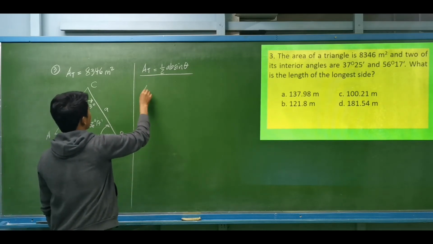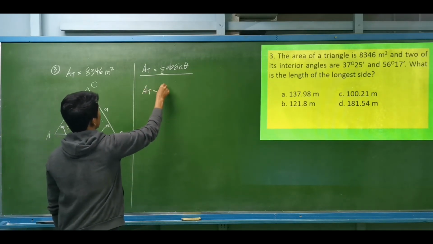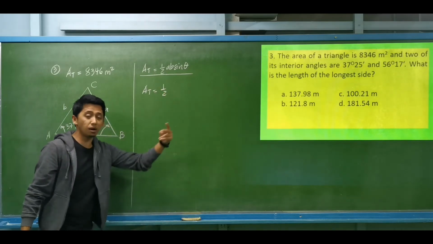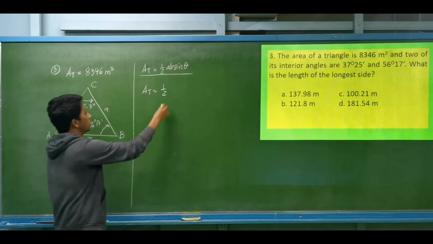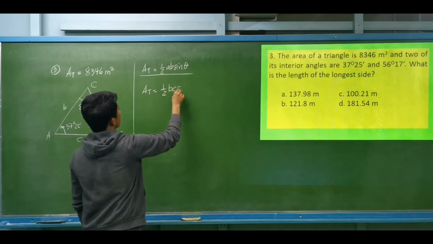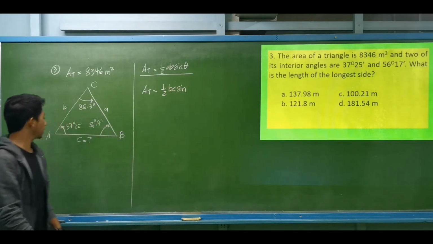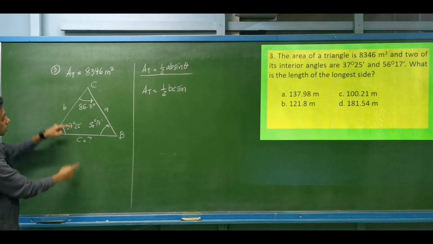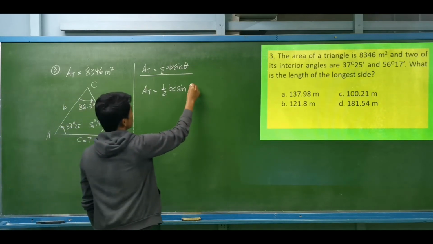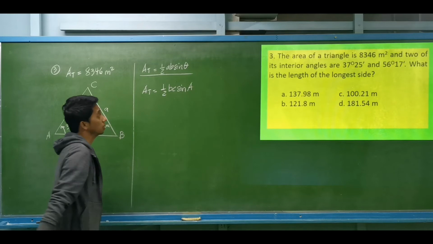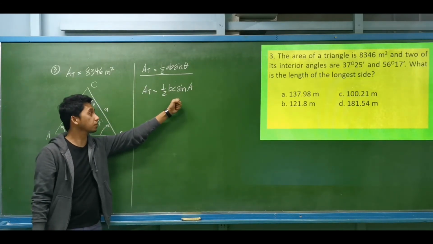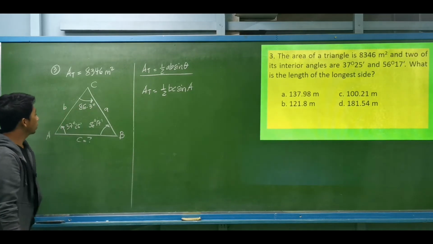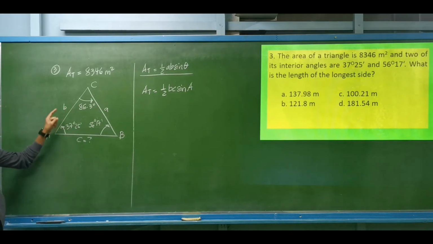So pwede kong gamitin dito, the area of the triangle is 1/2. Dalawang magkatabing sides. Ano yung magkatabi? B at saka C. So 1/2 B times C, sine, ano yung angle sa pagitan ni B at saka ni C? Yun yung angle A. So lagyan natin sine A. Okay, take note adjacent sides, angle in between. So, gawin lang natin dito is we have to express side B in terms of side C.